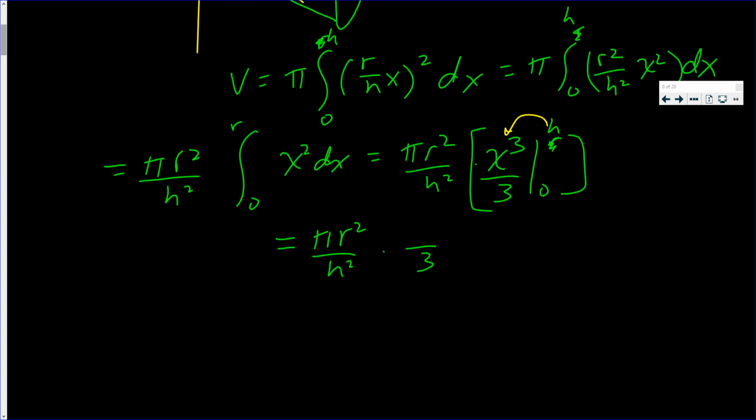2 h's in the bottom, 2 h's in the top, leaving 1 h in the top. Pi r squared h over 3. That there is the volume of a cone.